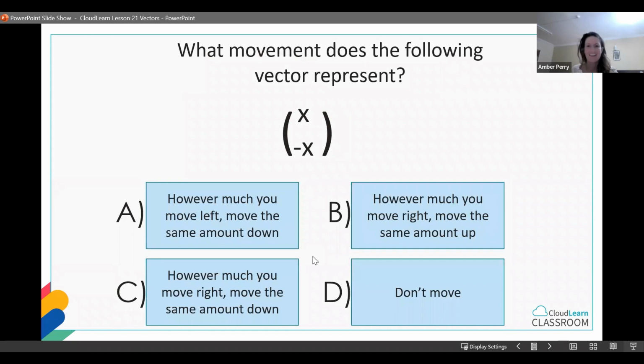Okay. And then finally, this one. We've got X on top and -X on the bottom. So however much you move left, move the same amount down. At least this one makes sense. However much you move right, move the same amount up. However much you move right, move the same amount down or don't move.